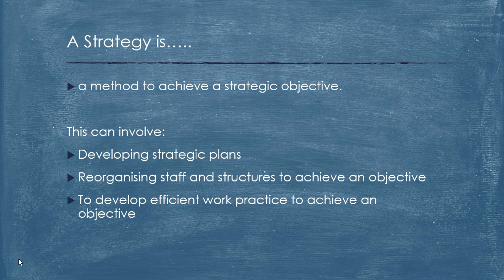This can involve, as part of that process, developing a strategic plan. Now that can be the way you organise your business and the structure. So you might have to reorganise staff or structure, or it could also be looking at ways to develop efficient work practices to achieve an objective. But really a strategy is a method to achieve a strategic objective. Okay? It's just a way of doing it. It's a way of organising your business so you can do it.